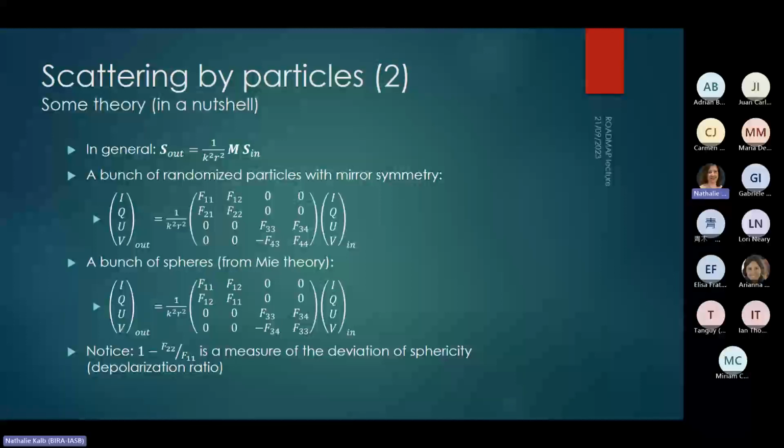Compare these two cases. Yes, you can see for spheres these are equal. For general randomized particles, these are not equal. So the difference between 1 minus F22 divided by F11 is a measure of the deviation of sphericity. It is the depolarization ratio. It is used to derive information on the shape of particles.